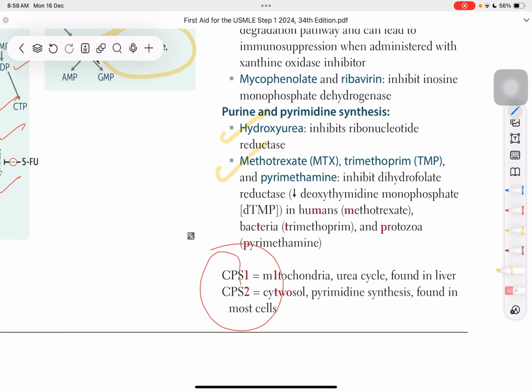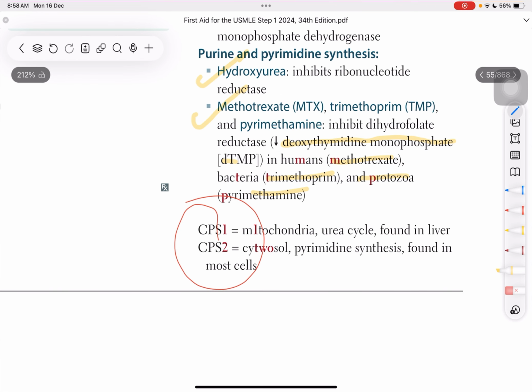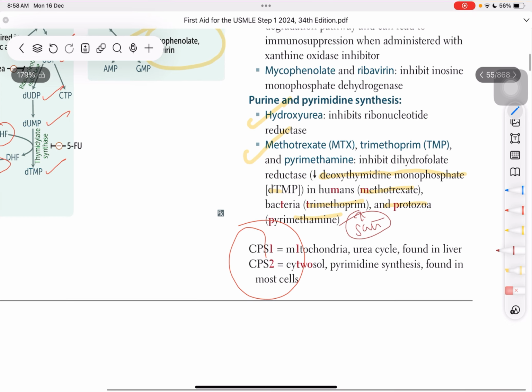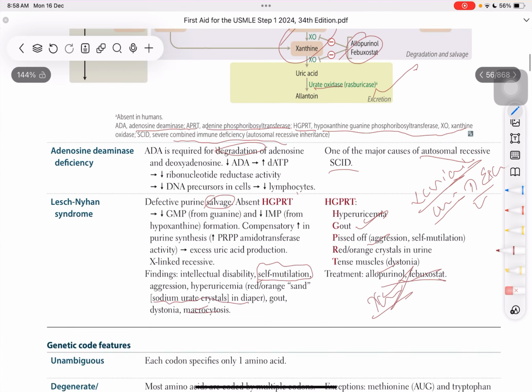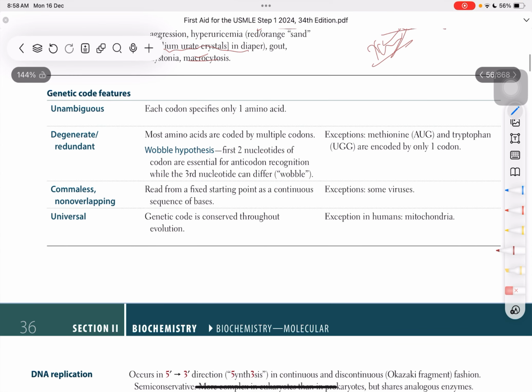These include hydroxyurea, methotrexate, trimethoprim, and pyrimethamine. Hydroxyurea inhibits ribonucleotide reductase, whereas methotrexate, trimethoprim, and pyrimethamine inhibit dihydrofolate reductase and decrease deoxythymidine monophosphate: methotrexate in humans, trimethoprim in bacteria, pyrimethamine in protozoa. All these are antimetabolite drugs. Sulfamethoxazole is combined with trimethoprim; this combination is used as an antibiotic to kill bacteria. So yeah, that completes all these purines and pyrimidines.